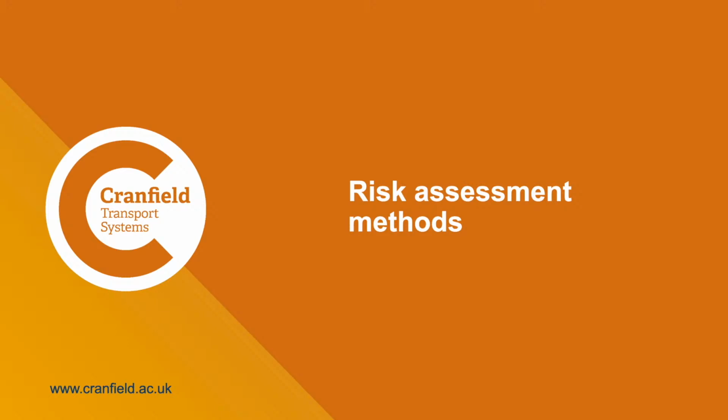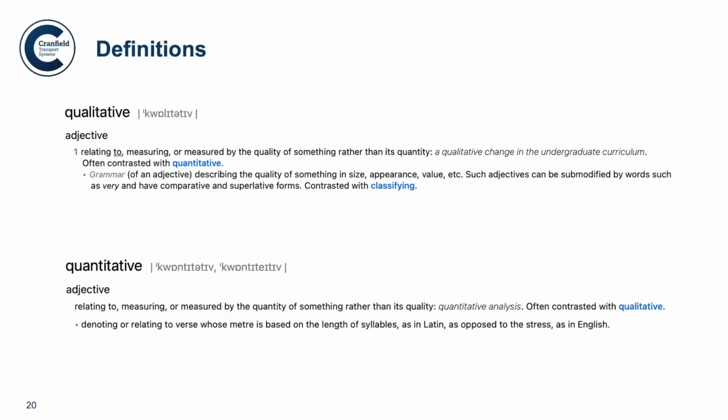A couple of definitions to start, because these are terms we'll be using a lot for the rest of this session. You're probably aware of them already, of course, but let's just go over them again so we've got a baseline here. When we're talking about something being qualitative, as it says there, it means it relates to the quality of something rather than its quantity. On the other hand, quantitative is relating to or measuring the quantity of something rather than its quality.